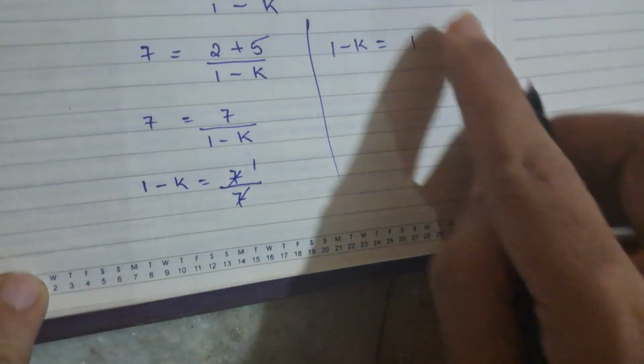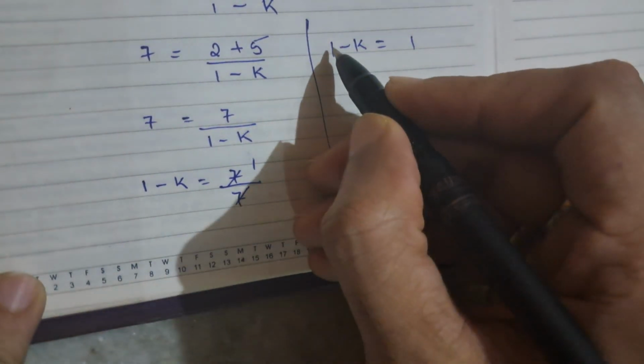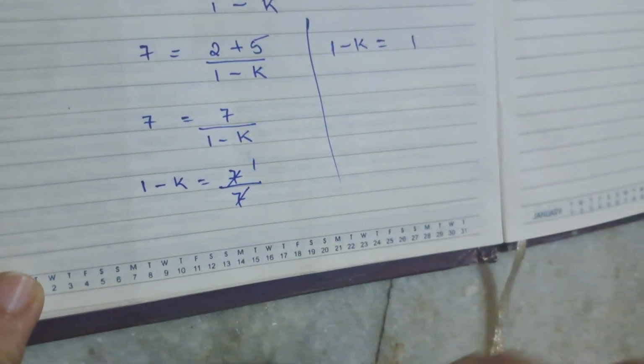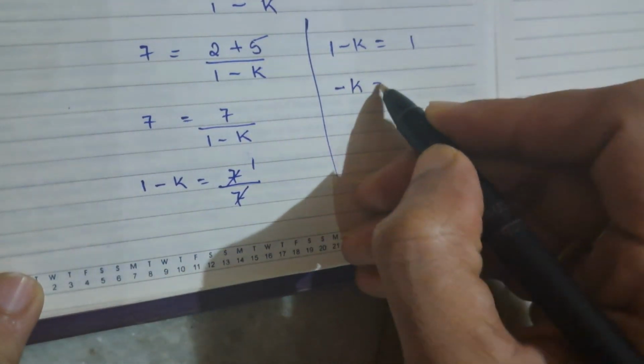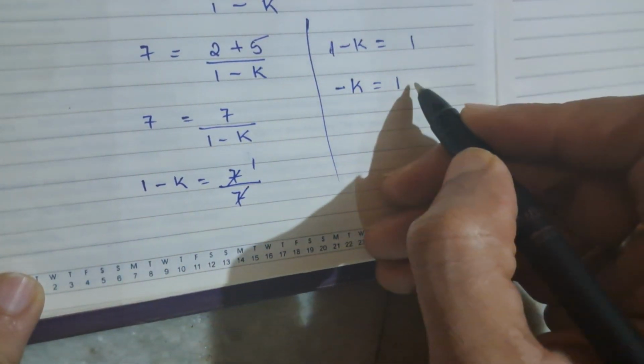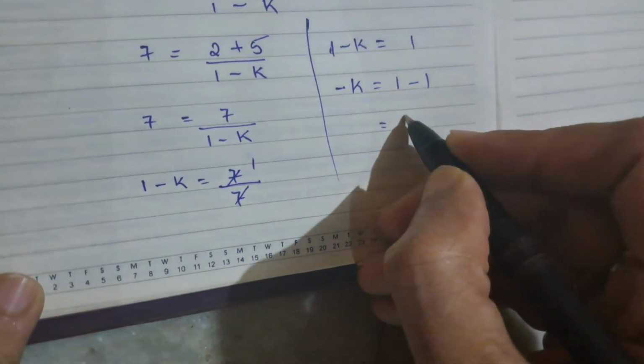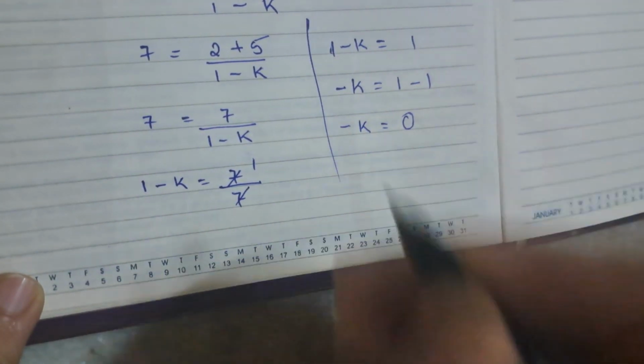Correct? Now let's think how to solve this. Simply, I will send this 1 over here. What will it become? It will become minus. So minus k is equal to 1 minus 1. 1 minus 1 is 0. And here it is minus k.